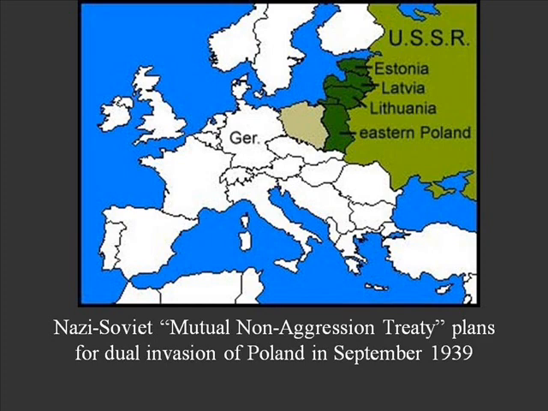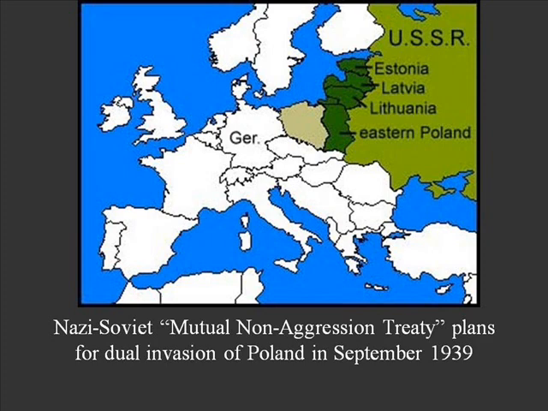They call this the Nazi-Soviet Mutual Non-Aggression Treaty, which means exactly as it sounds. They agree to not fight each other. It's mutual, it's not aggressive. So they say, if Germany goes to war, then the Soviets will not attack Germany. If the Soviets go to war, then the Germans will not attack the Soviets.